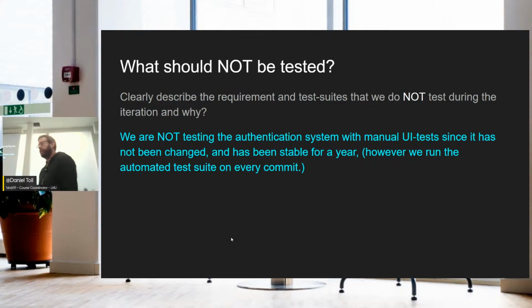As much as we think of what we are going to test, we can also decide what not to test. What can we exclude this time? And maybe this gives us a better way of prioritizing. So clearly describe requirements and test suites that we're not going to test this iteration. So we're not going to test the authentication system with manual UI tests since it's not been changed and has been stable for a year. Makes sense to not test it anymore, right?